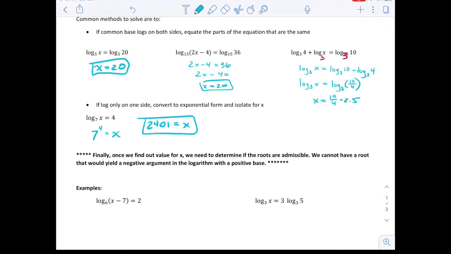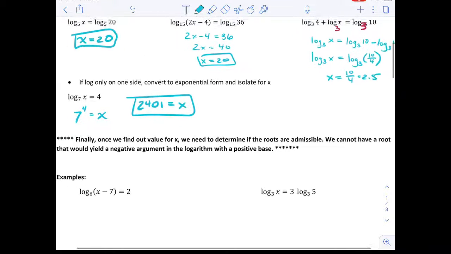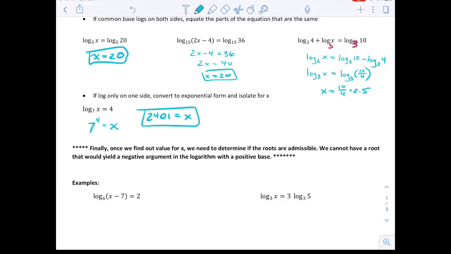And then it says, finally, once we find out the value for x, we need to determine if the roots are admissible. We cannot have a root that would make a negative argument in the logarithm with a positive base. So for example, this one here, we had 2,401 as my x. It can go here. I'm allowed to have a positive number there. I can't have a negative number there.